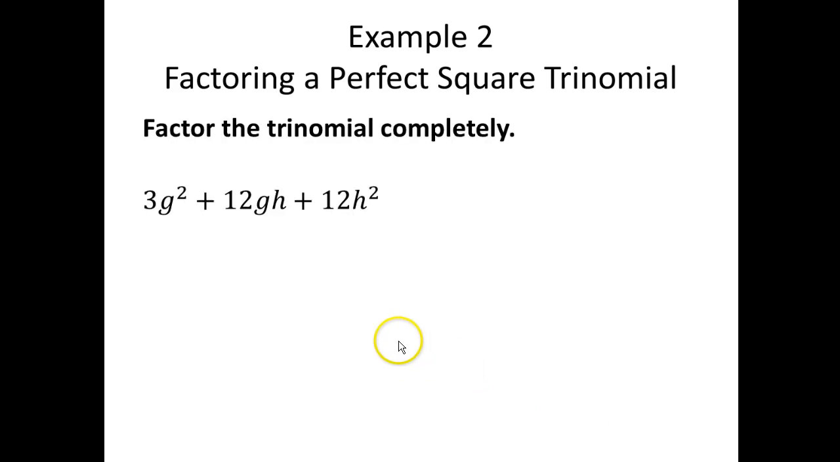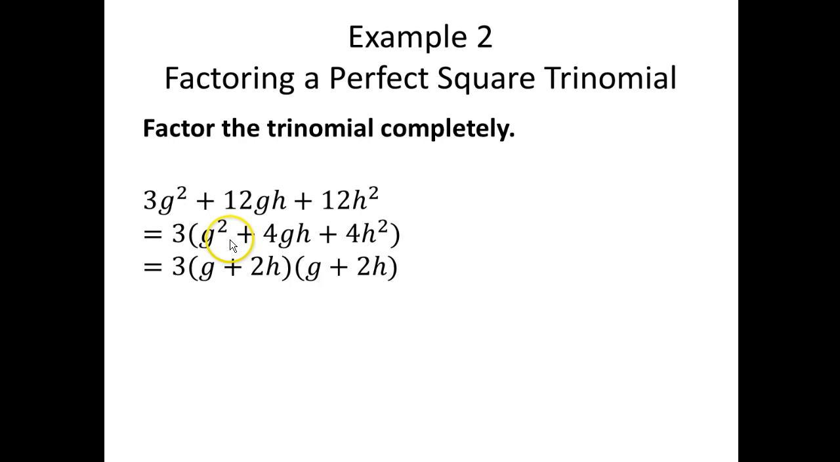So let's suppose I wanted to factor this trinomial completely. Okay. First thing I want to look for, once again, is the GCF. Notice that all three terms have a GCF of 3 and nothing else, so I factor out a 3, which gives me the following. And then I look inside here and I see that this is indeed a perfect square trinomial. So I use my perfect square trinomial factoring pattern to write g squared plus 4gh plus 4h squared in the following way using the pattern.